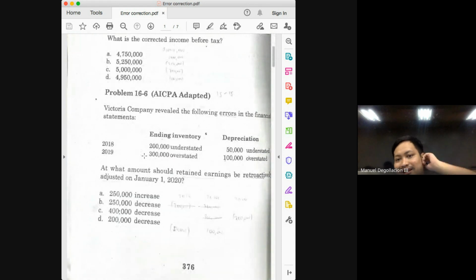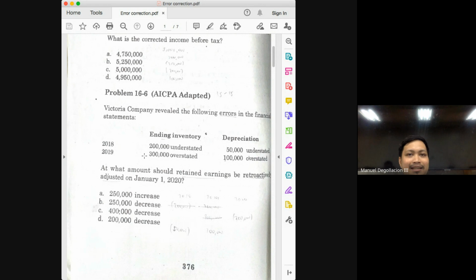Let's have 16-6, and this is where most of the problems will revolve around your ending inventory. And here, because it's important that you know how to solve for your net income under a manufacturing or even for a merchandising class. Okay, what does that mean? It's important that you know how to solve for cost of goods sold.